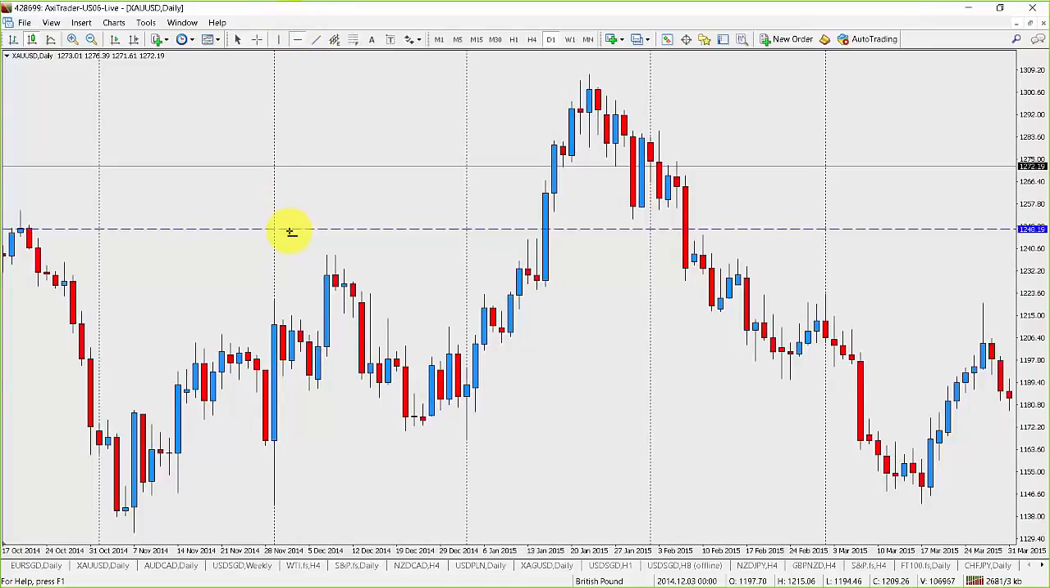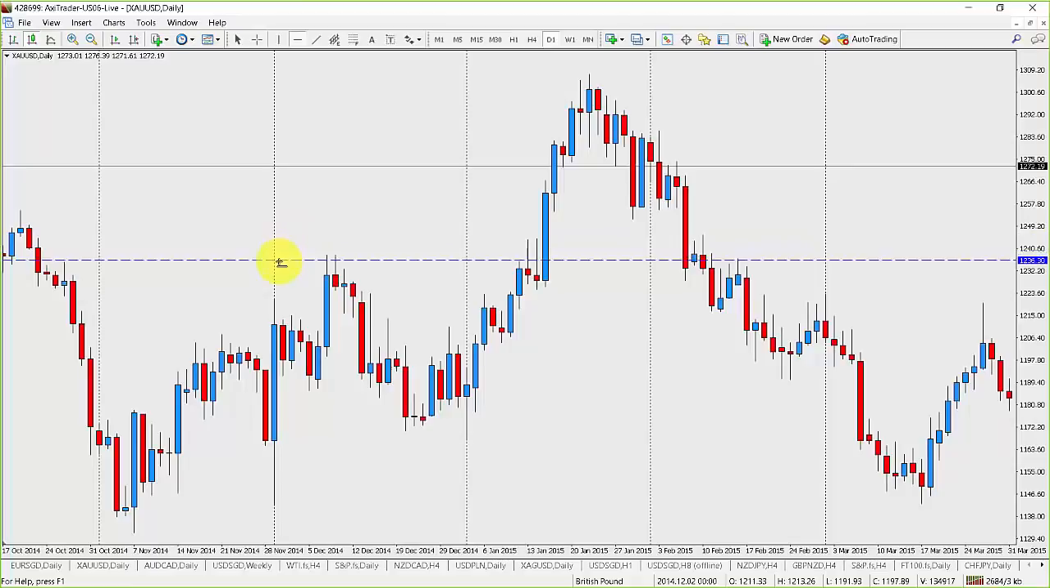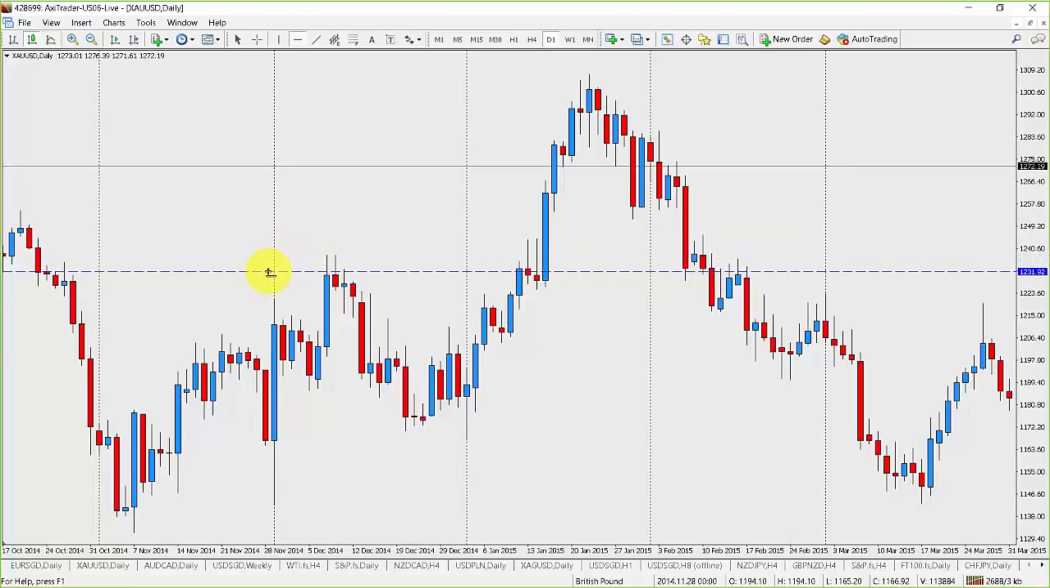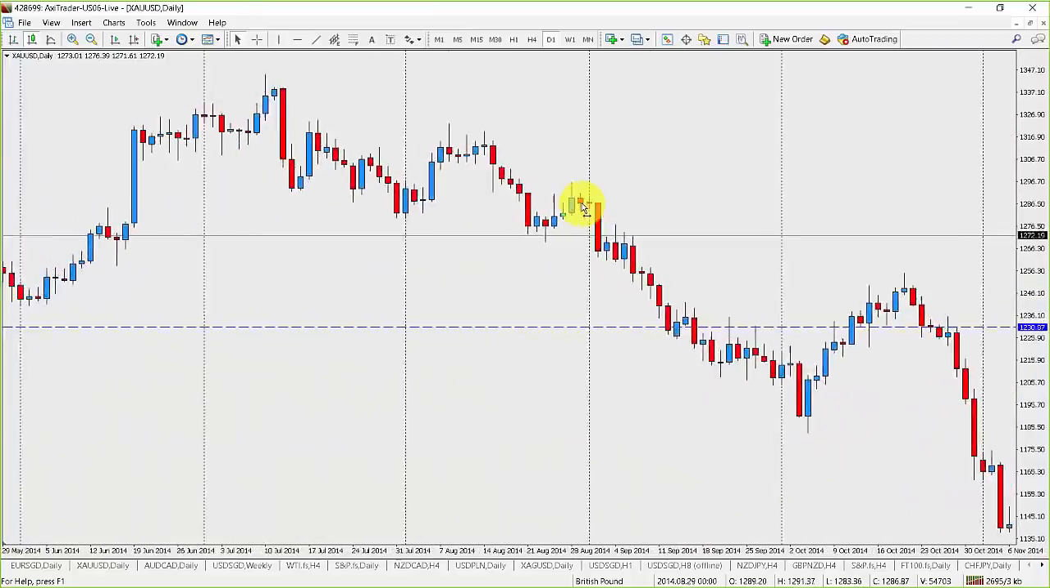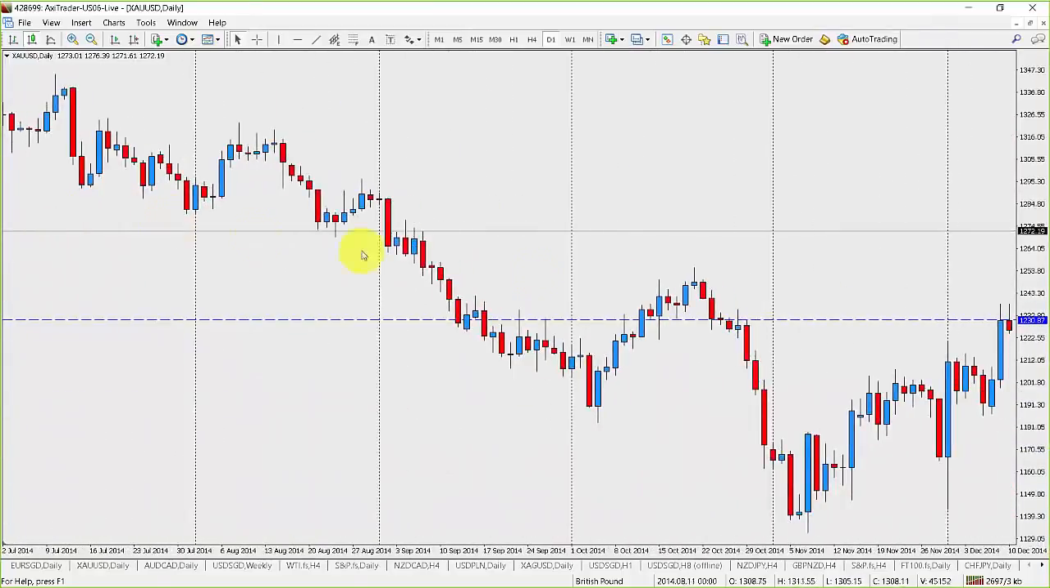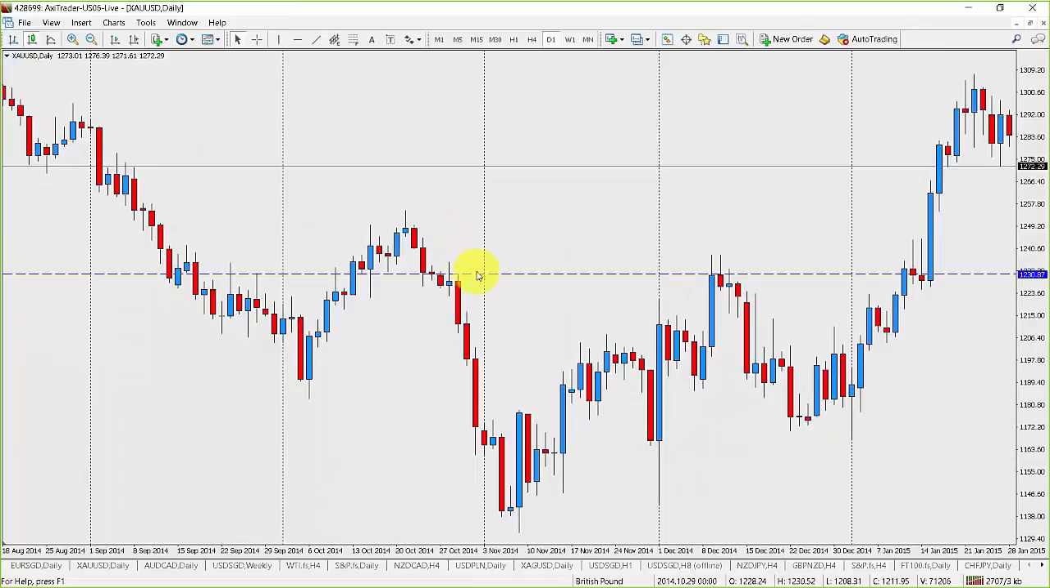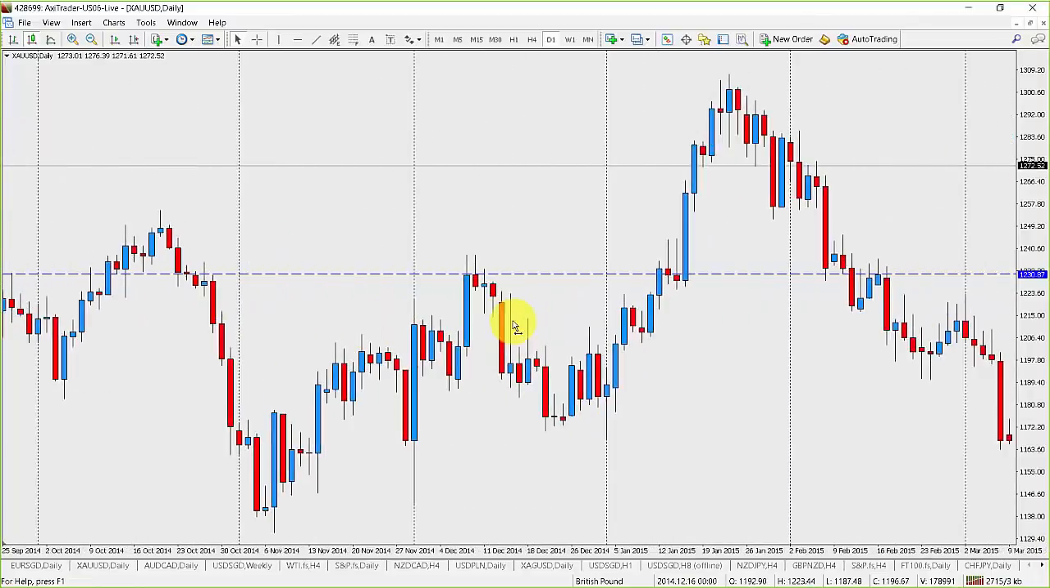The first thing I want to point out with this one is that there's a pretty nice support and resistance level where I've identified it right here. This is at 1230, we'll call it. 1230.78 to be exact. But you can see the market bounced here and then spent a little bit of time up and then fell. It held for a while here before it fell again. It tried to get through here and couldn't and fell.